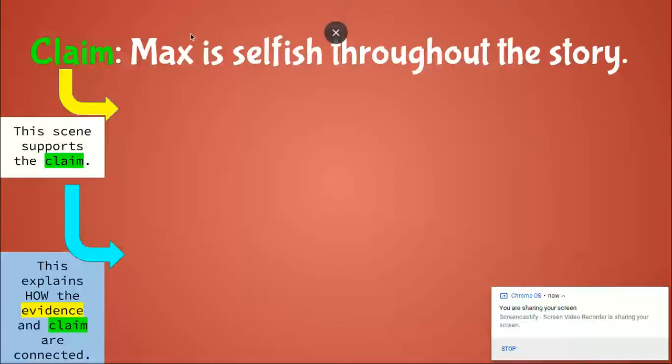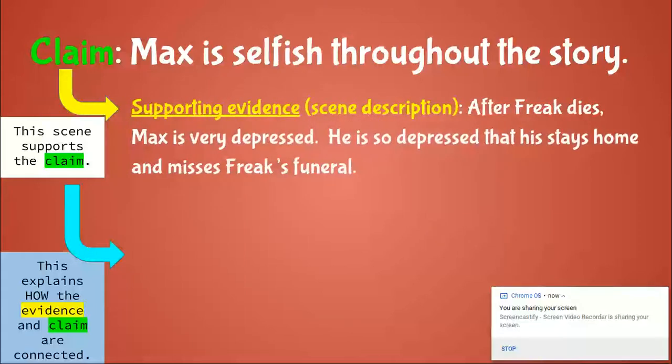So my example, my claim says Max is selfish throughout the story. And so the piece of evidence that I chose is this. After Freak dies, Max is very depressed. He is so depressed that he stays home and misses Freak's funeral. So this is a scene description. I'll talk about the different types of evidence that I'm going to expect in a minute.